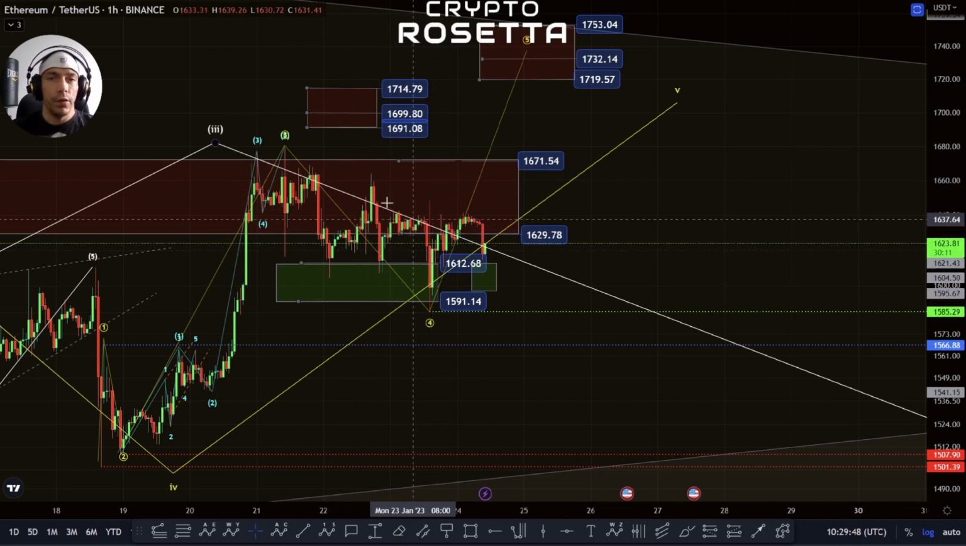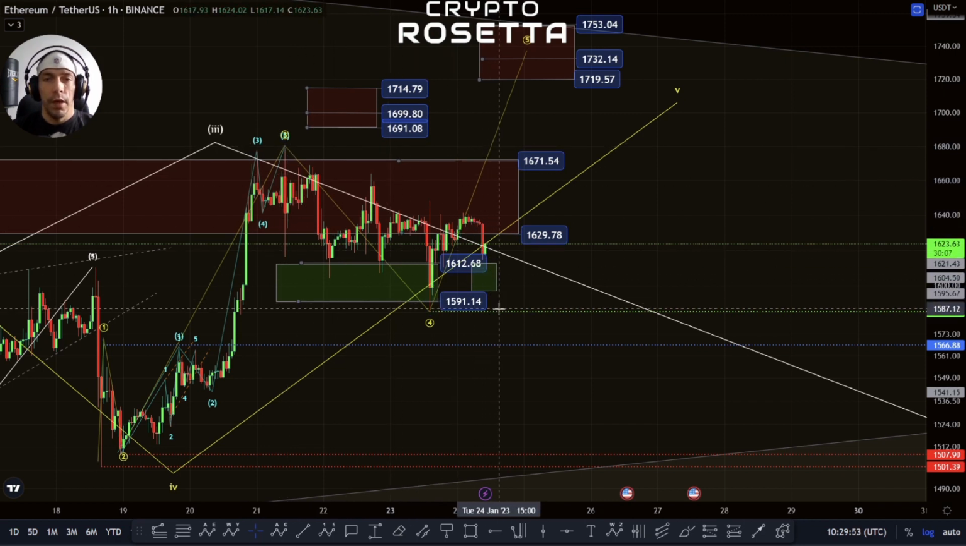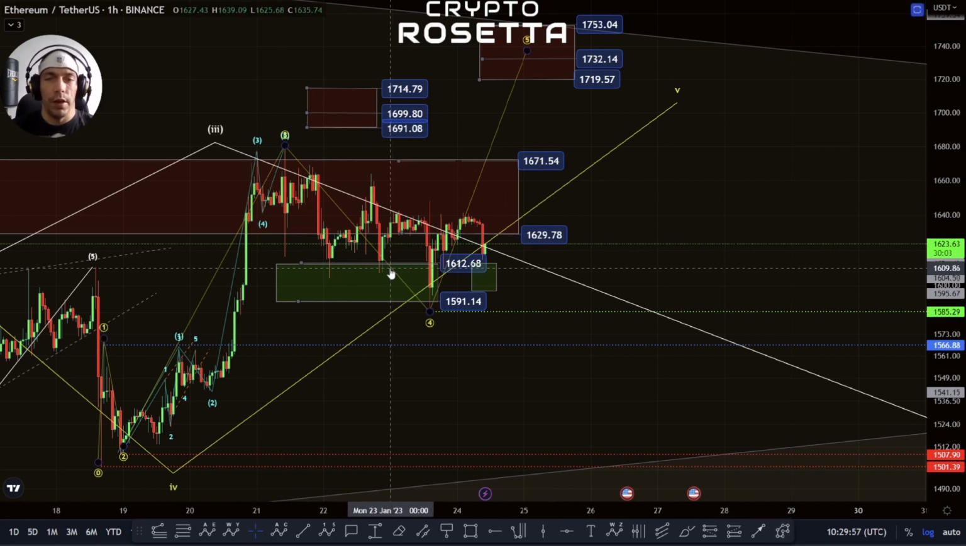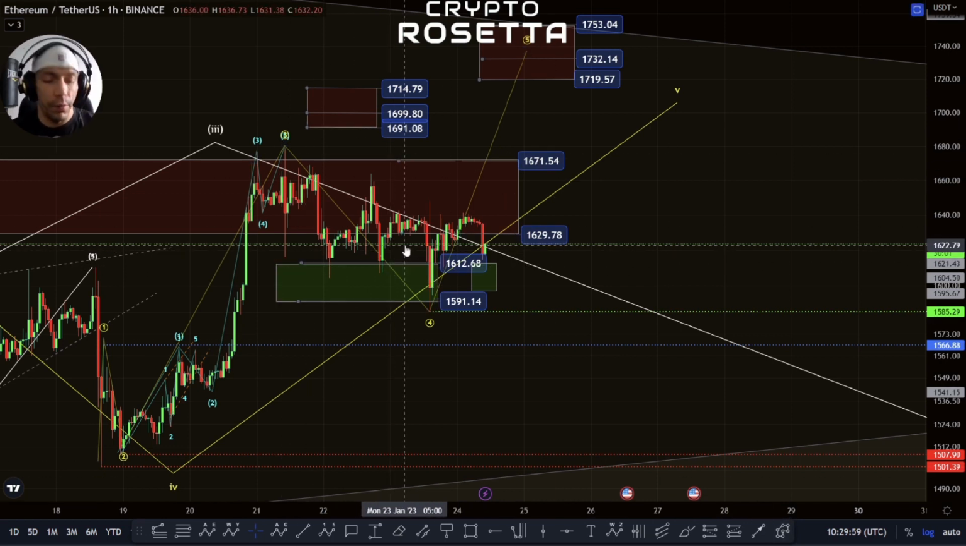But yeah, I mean, it is still possible that this could just be a 1, 2, 3, 4, and a 5, and then we look for a wave 2, and then we look to break down. But it's very unlikely. It's not my primary count.